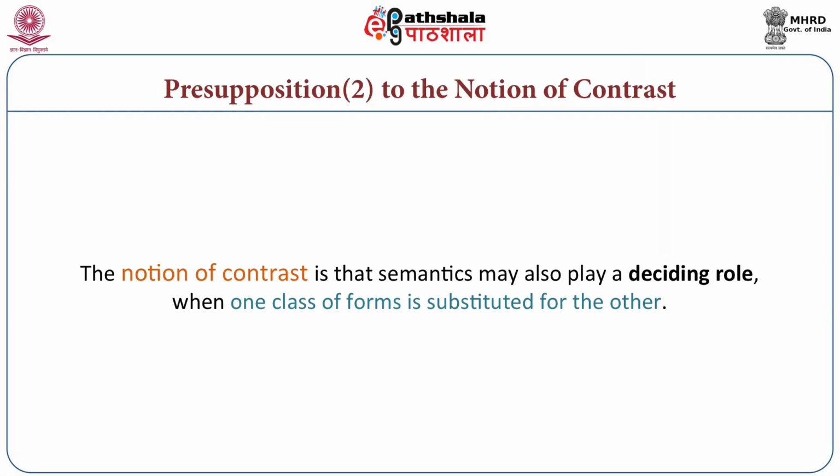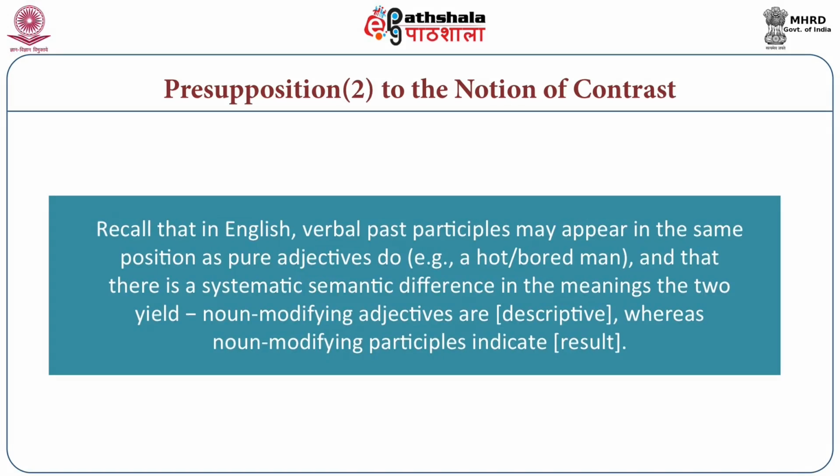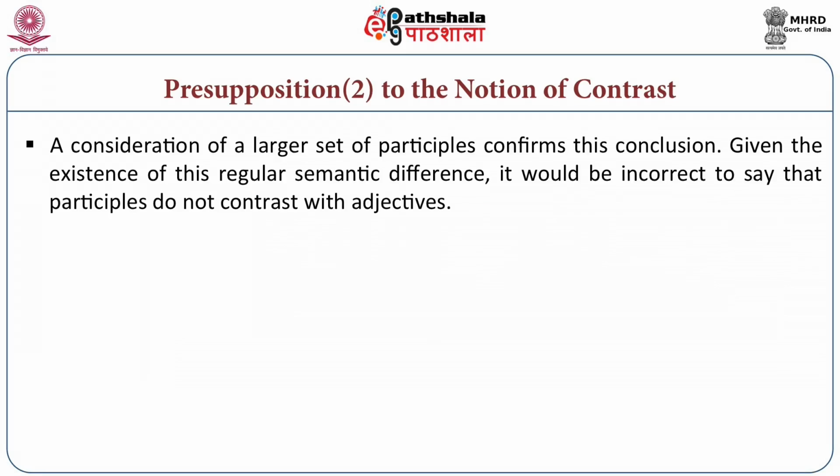Note that semantics can also play a deciding role when one class of forms is substituted for the other. In English, verbal past participles can occur in the same position as pure adjectives do. So you can say a hot man, you can also say a bored man. There is, however, a systematic semantic difference between the meanings that the two yield. Noun modifying adjectives are descriptive, but verbal participles indicate, as we've said before, results. So this would suggest that we need to set up two separate categories of adjectives and participles. So participles do in fact contrast with adjectives.